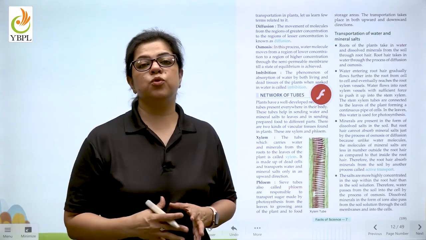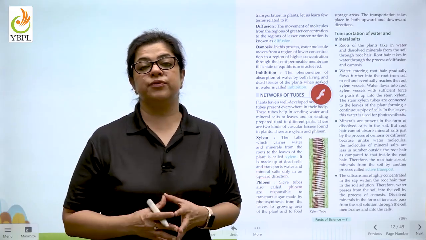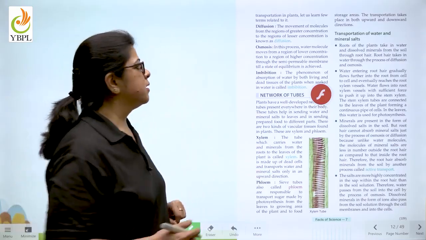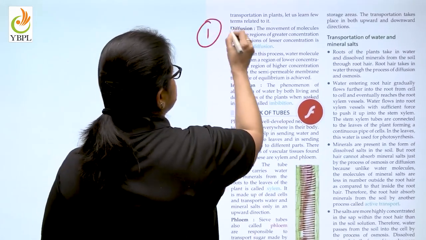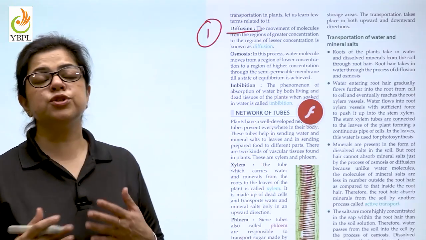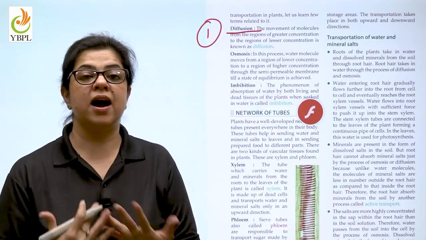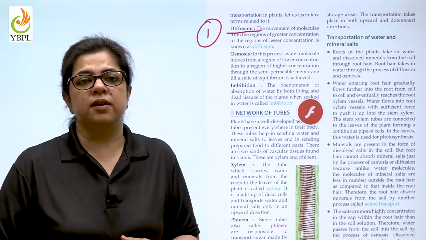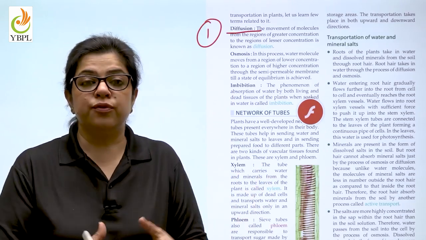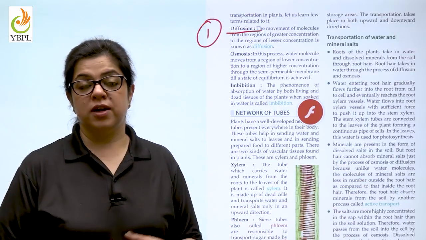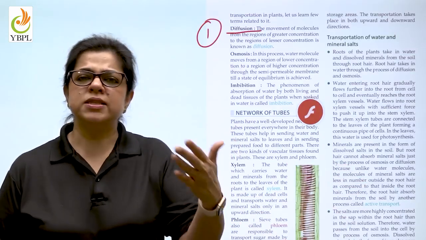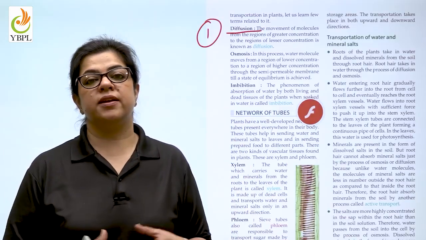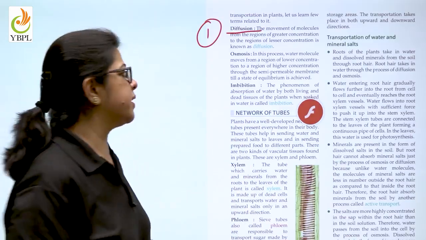Now, before we move on to understand the system of these tubes, let us understand three basic terms. The first term is diffusion. Diffusion is simply moving in and out. For example, if you're standing in a lift with a lot of people, when you go out, you find more space to move. So just like that, what is diffusion? Simple in and out movement from a high concentration area to a low concentration area.